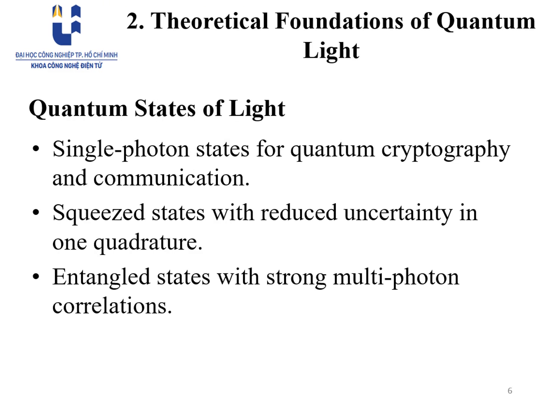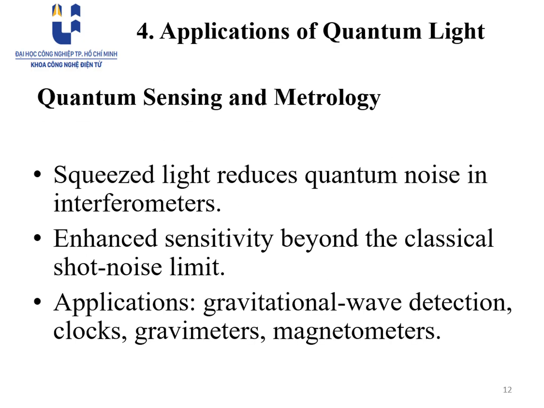Quantum light can appear in different quantum states, each useful for different applications. Single photon states are essential for quantum cryptography because they allow us to encode and transmit information in individual photons. Squeezed states reduce the uncertainty in one-field quadrature, for example the phase, which directly improves the precision of interferometric measurements. Entangled states contain strong correlations between two or more photons and are fundamental resources for quantum teleportation, entanglement-based QKD, and photonic quantum computing.